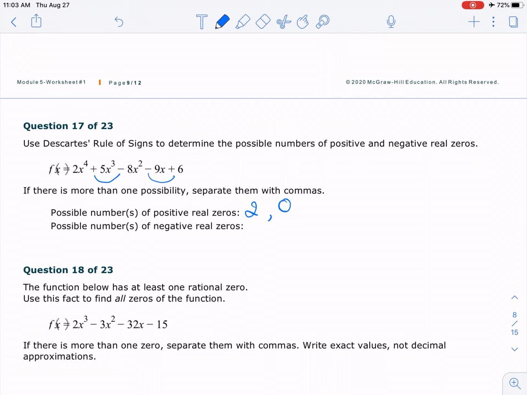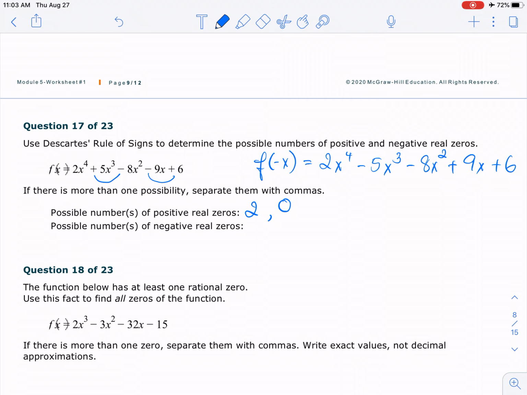Now, for the negative, you plug in negative x. If you plug in a negative and it's an even exponent, nothing changes, so we still have that. If it's odd, it's going to change. So instead of a positive, I have a negative. For the x squared, it's just going to be the same. For x, it's going to change. And for the constant, of course, it's going to stay the same.